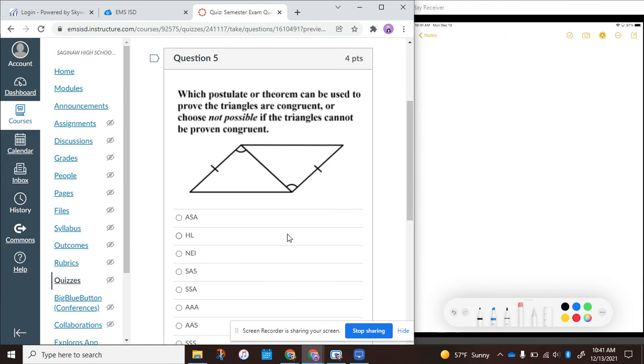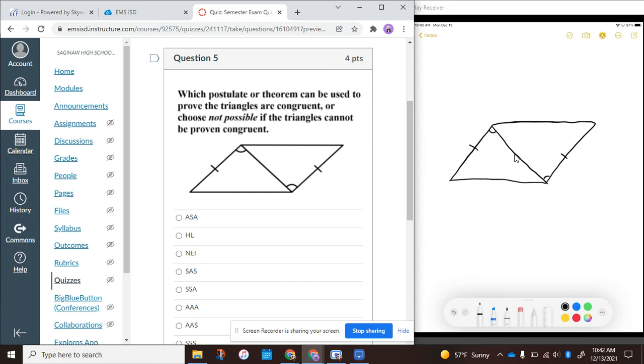Which postulate or theorem can be used to prove triangles are congruent? All right, we already talked about the questions like that previous one where you've got opposite angles in the middle. On a picture like this, we've got angles right there. We've got sides. Sides right there and there. We already talked about how you have to recognize opposite angles.